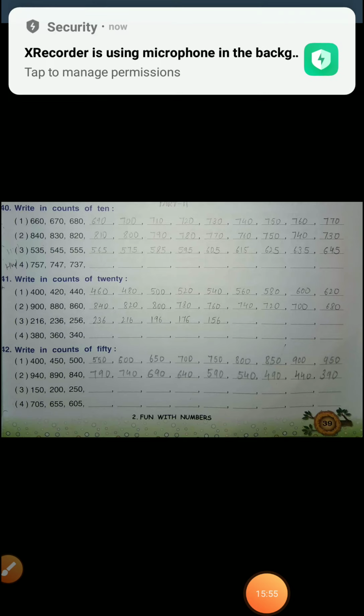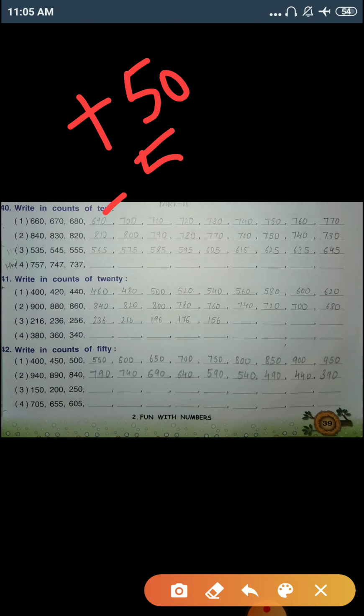Now question number 42. Write in counts of 50. That means whether we are going to add 50 or we are going to subtract 50 from the number. But to see whether we are adding 50 or subtracting, we need to first concentrate on the pattern of the number.